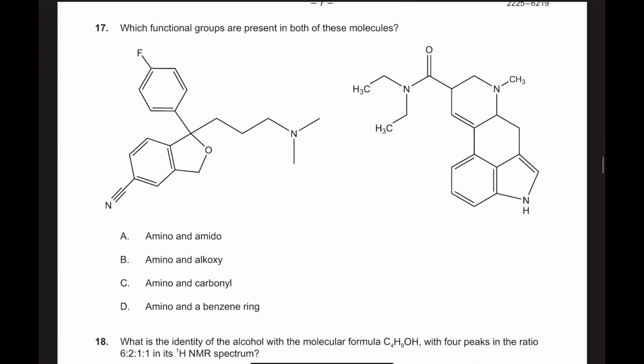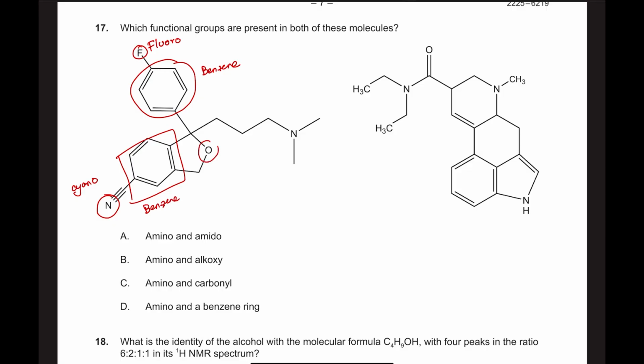Now 17. Which functional groups are present in both of these molecules? Let's keep identifying the functional groups. This is fluoro. This is benzene. This is cyano. This is again a benzene group. This is ether, or we call it the alkoxy group. This is amino group, basically a tertiary amine, right? Now, I don't think we have any more groups in the first one. Let's look into the second one.